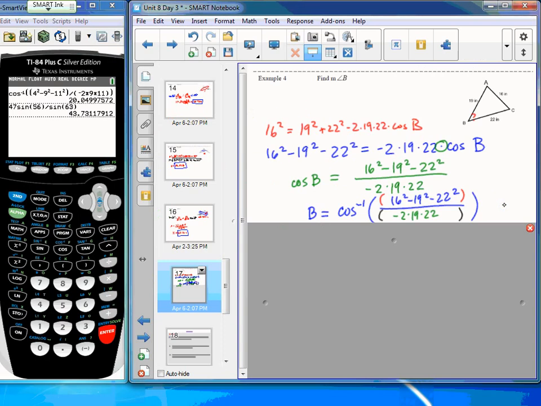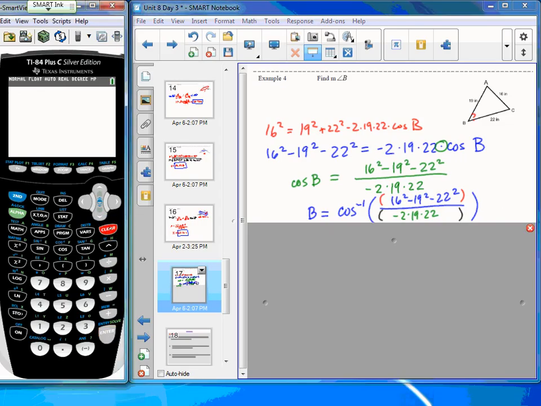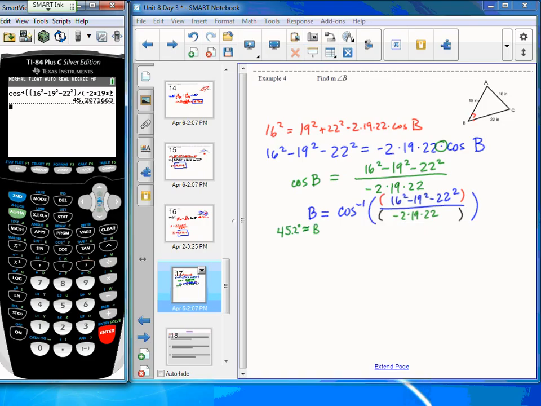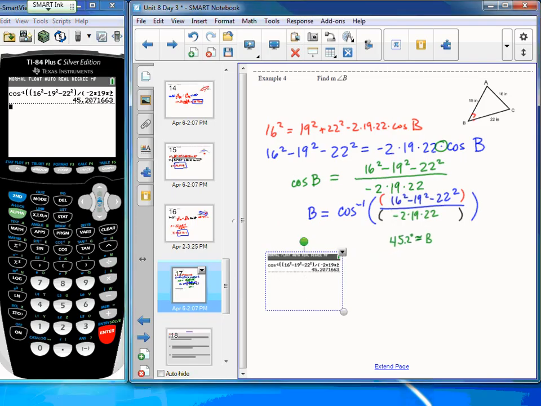And on my calculator, I'll have inverse cosine of, open up the numerator, 16 squared minus 19 squared minus 22 squared, close numerator with the right paren, divided by, open the denominator, negative 2 times 19 times 22, close denominator, close inverse cosine. Voila! We generate about 45.2 degrees. Hey, that's pretty sweet.